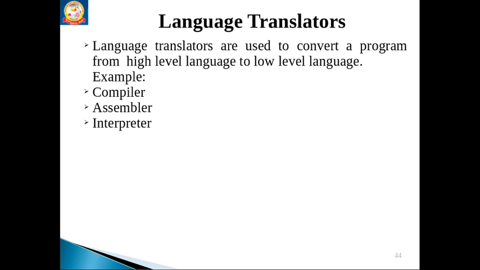Here translators play a role, which convert high level language into low level language. Examples: compilers, assemblers, interpreters. A compiler converts high level to low level. An assembler converts mnemonic code language to low level language. Interpreter means it translates and then executes at the same time.